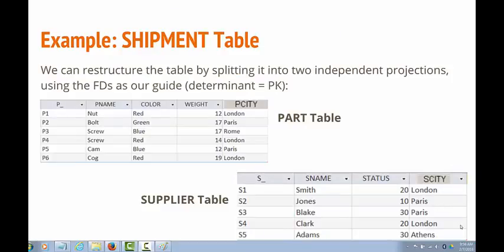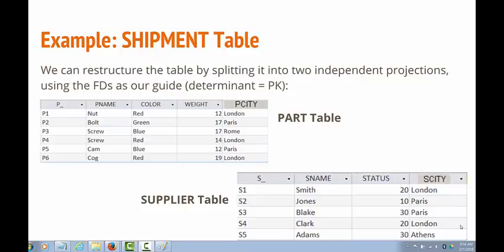So we can use these functional dependencies as our guide to creating two new tables. Each functional dependency translates into one table. Now, ultimately, these two tables are projections from the original table shipment. We can create a part table and a supplier table. For the part table, we use the functional dependency where P underscore is the determinant, and that becomes the primary key of the new part table. The other fields within that table become the dependents, or are derived from the dependents.